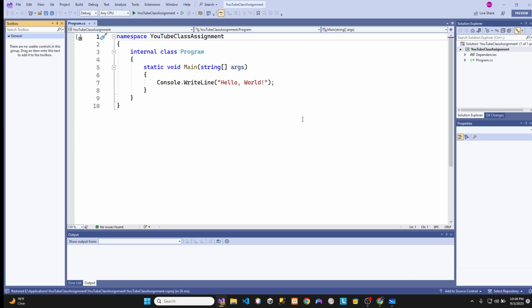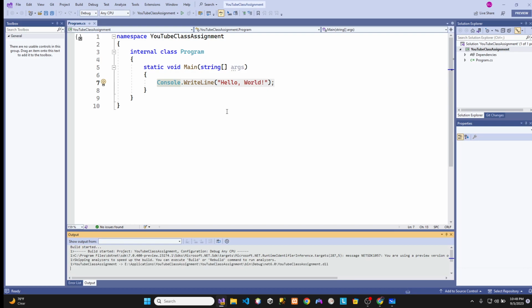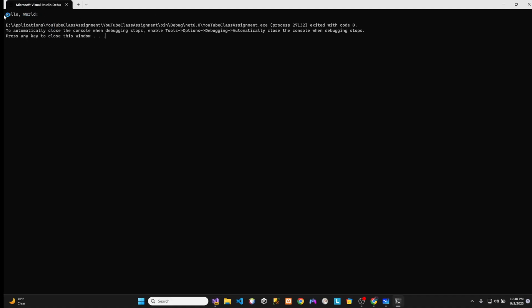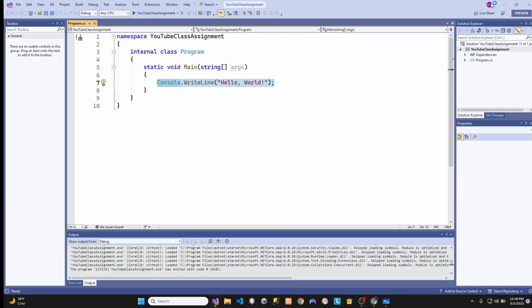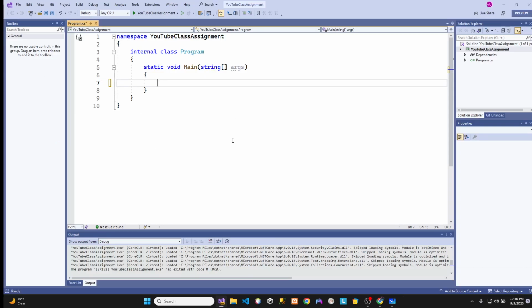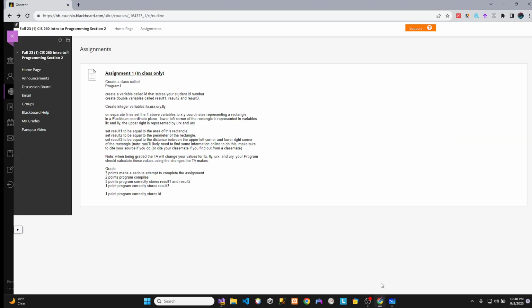Yep, it's my fuel. Okay, now as you can see, we have code here. It says Console.WriteLine Hello World. This is just a standard project that C# or Visual Studio creates for us. It's just the hello world app, whatever you want to call it. Let's go to our Blackboard website.